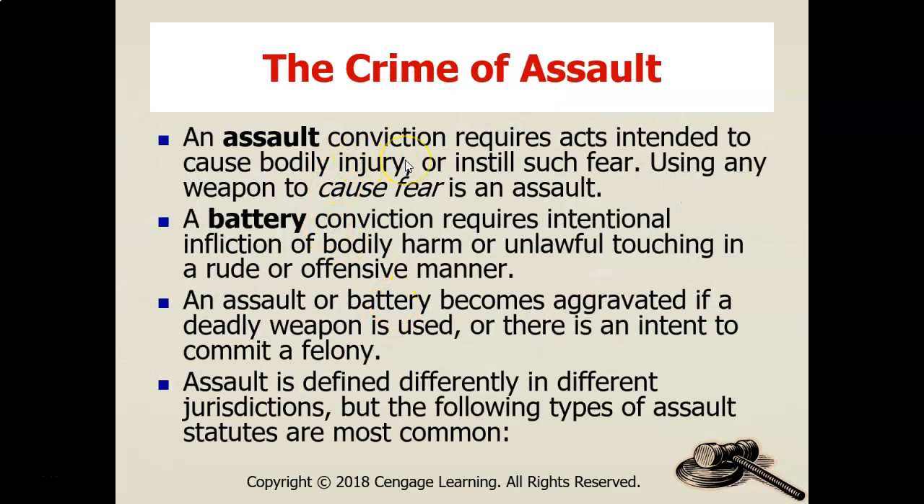An assault conviction requires the act of intending to cause bodily injury or instill such fear. Using a weapon to cause fear is an assault. So if you threaten somebody with a weapon, whether you use it or not, it's going to fall under that assault.